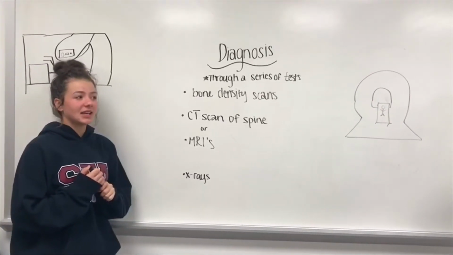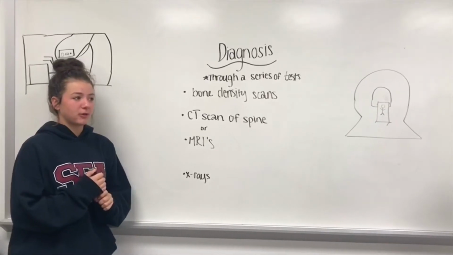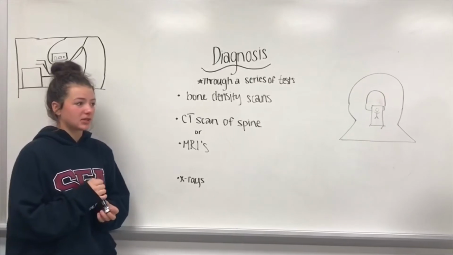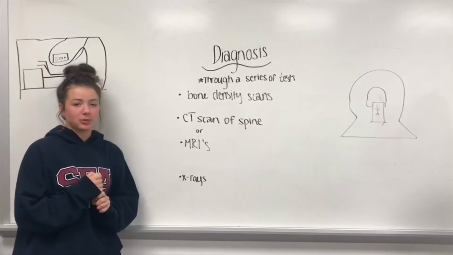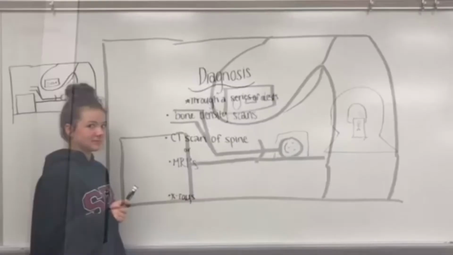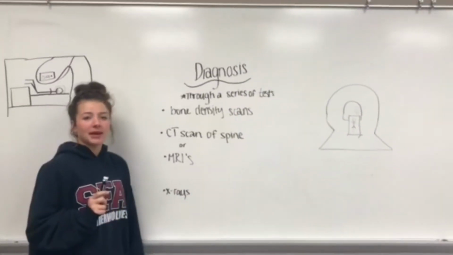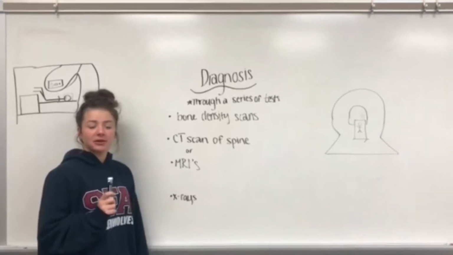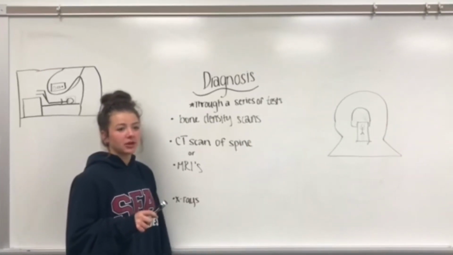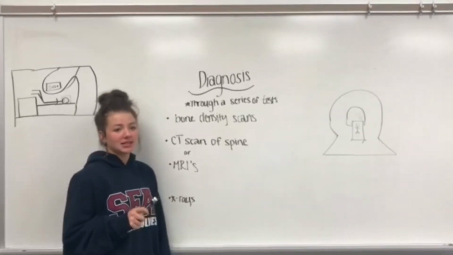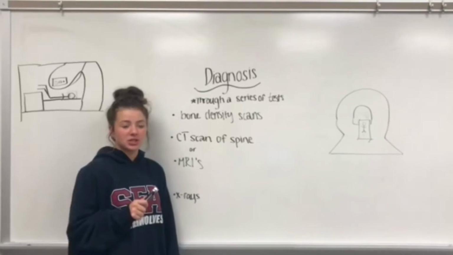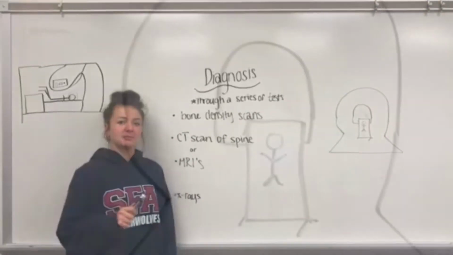A CT scan is an X-ray image made by using a form of tomography in which a computer controls the motion of the X-ray source and detectors, processing the data and producing the images. An MRI, magnetic resonance imaging, is a medical imaging technique used in radiology to form pictures of the anatomy and the physiological processes of the body. MRI scanners use strong magnetic fields, magnetic field gradients, and radio waves to generate images of the organs in the body.